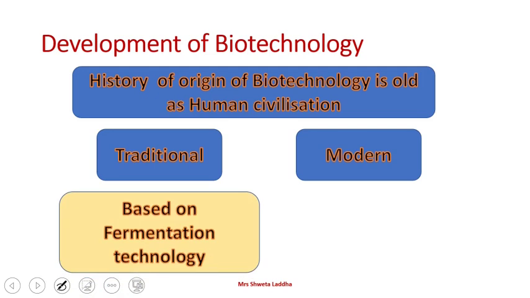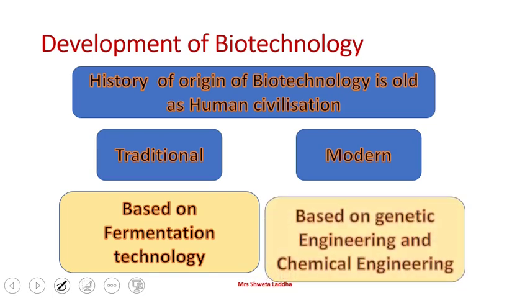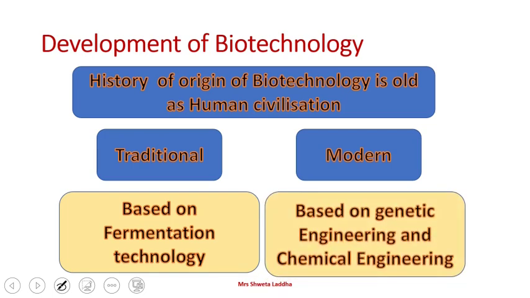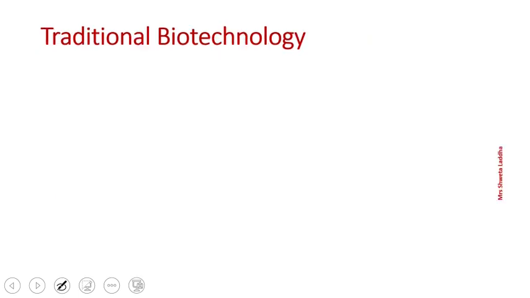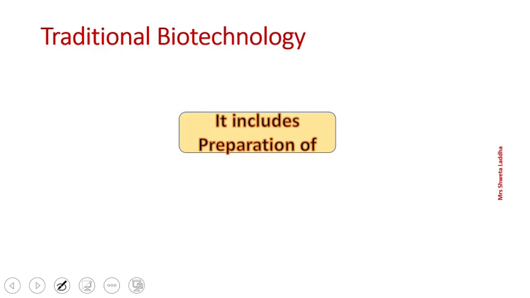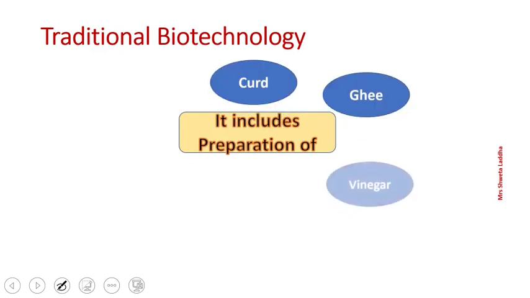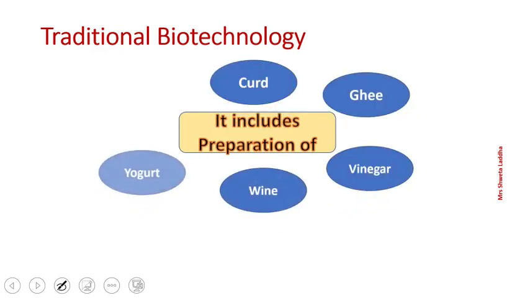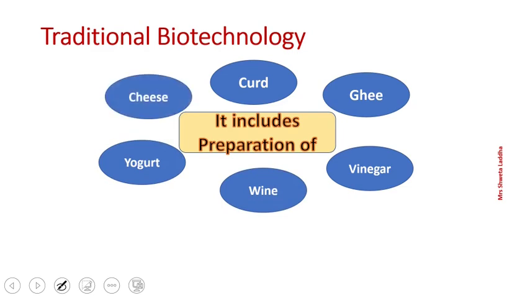Traditional biotechnology is based on fermentation technology, wine production, curd production, whereas modern biotechnology is based on genetic engineering and chemical engineering. I repeat, students, traditional biotechnology is based on fermentation technology, but modern biotechnology is based on genetic engineering and chemical engineering. Traditional biotechnology includes preparation of curd, ghee, vinegar, wine, yogurt, cheese, etc.